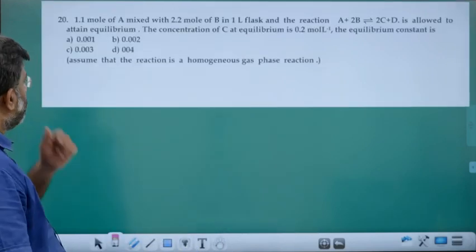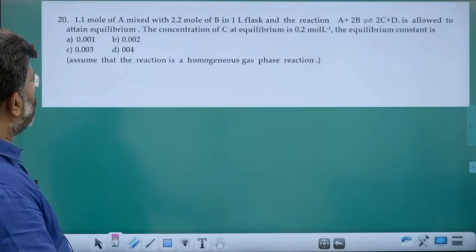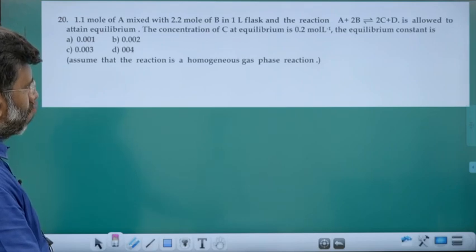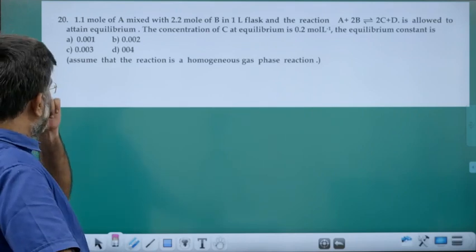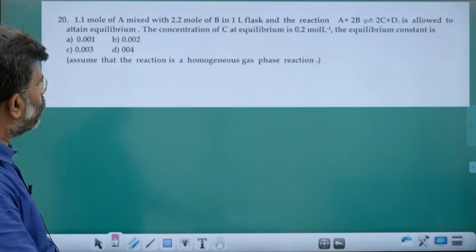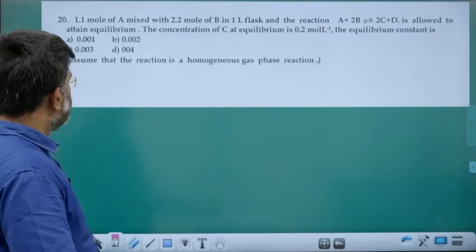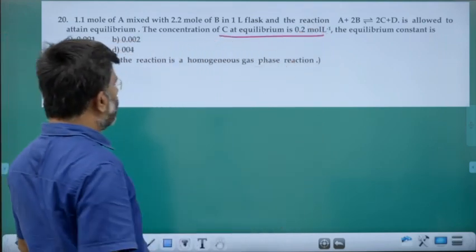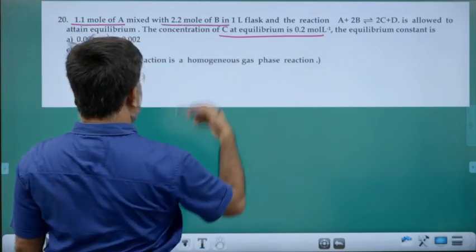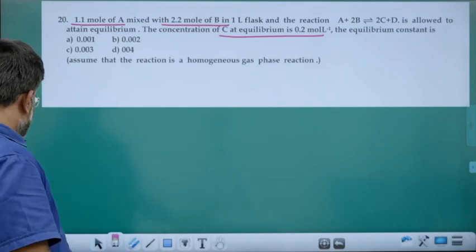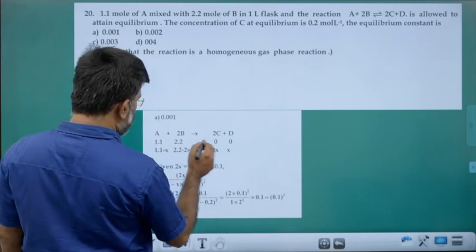Next, 1.1 mole of A mixed with 2.2 mole B in 1 liter flask, and the reaction A plus 2B giving 2C plus D is allowed to attain equilibrium. Concentration of C at equilibrium is 0.2. Equilibrium constant is. So concentration of C at equilibrium given 0.2. We start with 1.1 mole A, 2.2 mole B, and the reaction is A plus 2B giving 2C plus D. This is 1.1, 2.2, 0, 0.